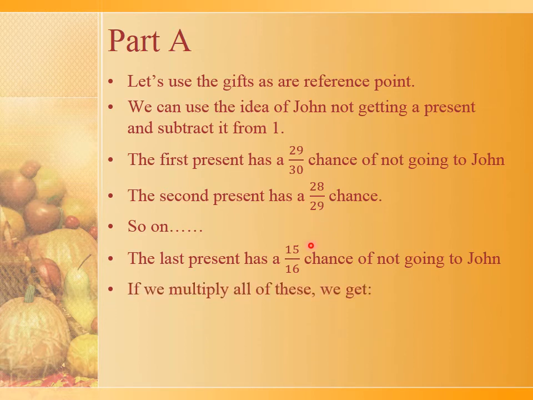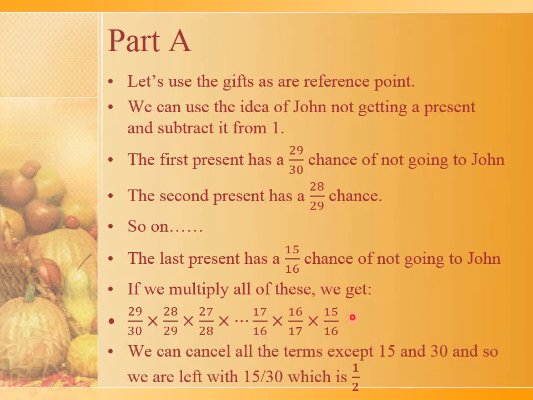So to get the total probability, we need to multiply all of these fractions. And so we get 29 over 30 times 28 over 29 times 27 over 28, and so on, until we get 17 over 18, 16 over 17, and 15 over 16. If we look carefully, we can cancel out all the 29s, 28s, 27s, and so on until we cancel out 16 and 16. So we are left with 15 over 30, which is equal to 1 over 2.